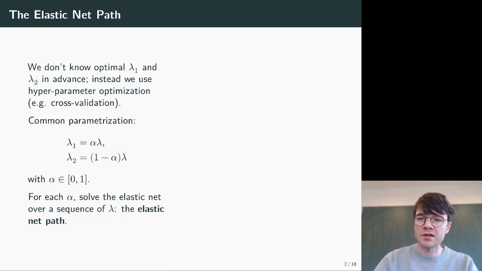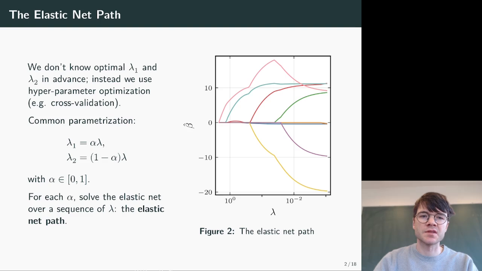And then for each alpha, you solve the elastic net over a sequence of different lambdas. This is called the elastic net path, and you can see an example of this on the right here. Notice that we start on the left-hand side of this plot and that the x-axis is reversed so that we have increasing values of lambda. As you see, when we increase lambda, one by one the features start to become selected, start to enter the model, and their coefficients become non-zero.